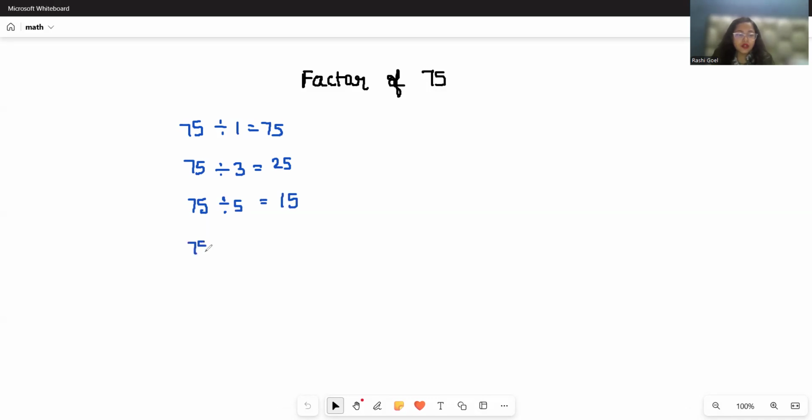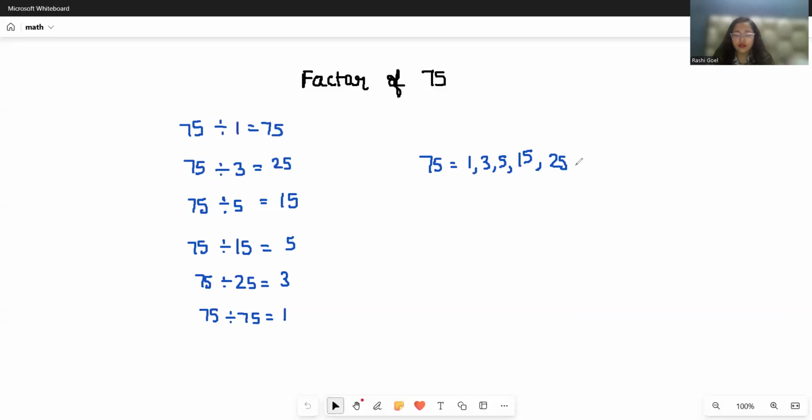Now coming to 75 divided by 15 gives 5. 75 divided by 25 gives 3. And 75 divided by 75 gives 1. So the complete list of factors of 75 is 1, 3, 5, 15, 25 and 75.